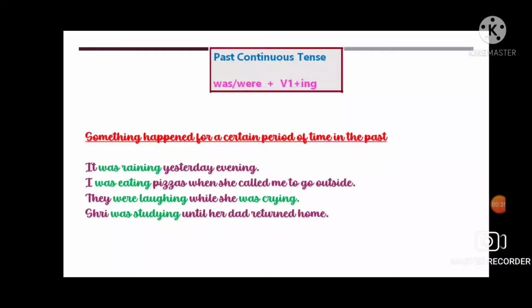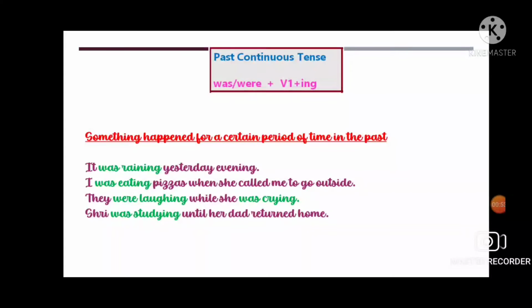So this was happening when this happened. That was happening when this happened. This is the most common way of using past continuous tense. There are some other cases too. For example, simultaneous actions. They were laughing while she was crying.